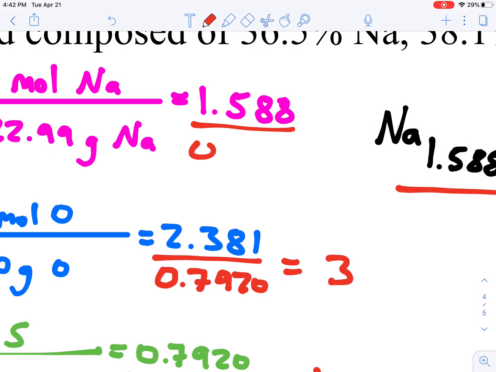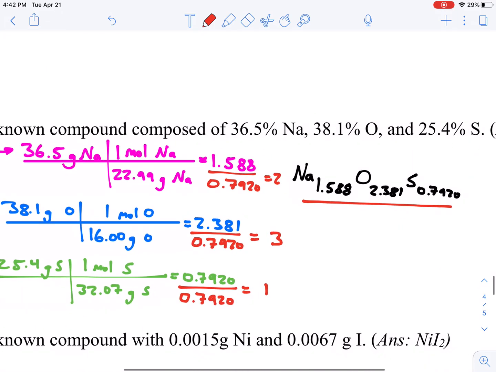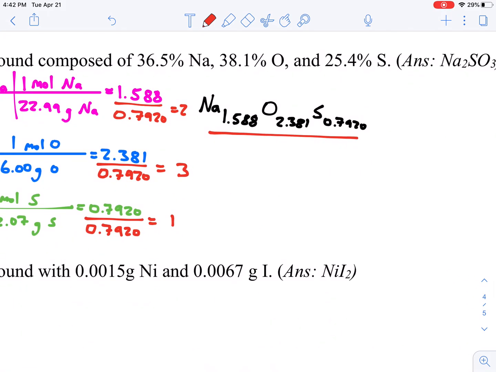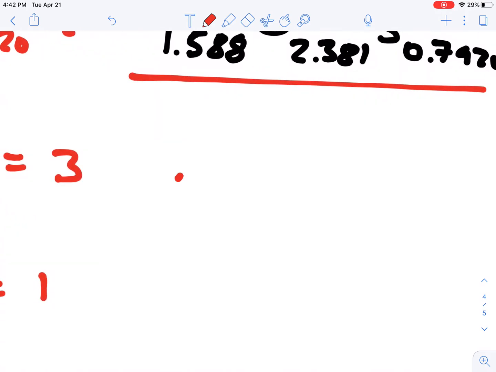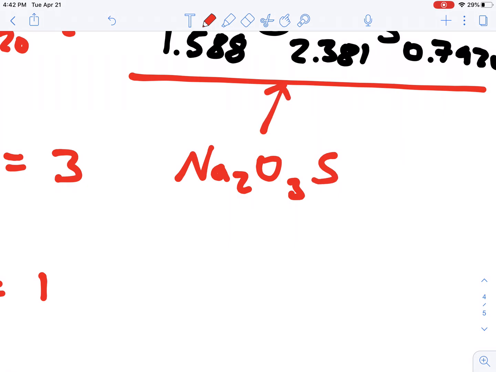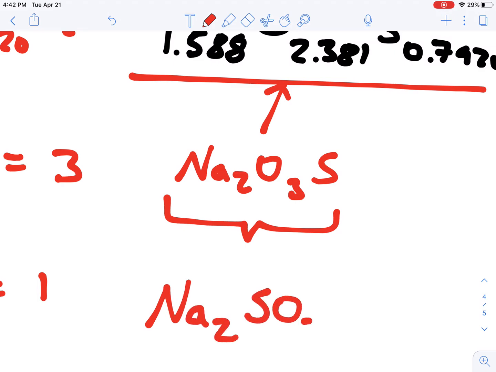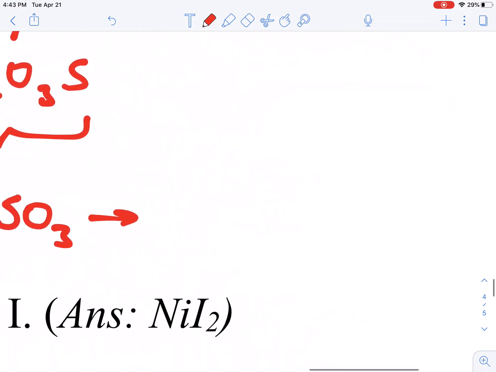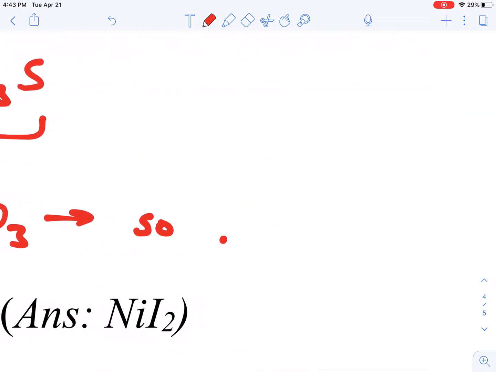And up here, if we divide by 0.7920, we will get the number 2. So really, this ratio, when we simplify it, turns out to be Na2O3S. Right, and that looks a lot cleaner than what we see up here. And actually, we can make this one step cleaner because we know that typically polyatomic ions end with oxygen. They're not in the middle. So really, let's write this as Na2SO3, which we should recognize as sodium sulfite.